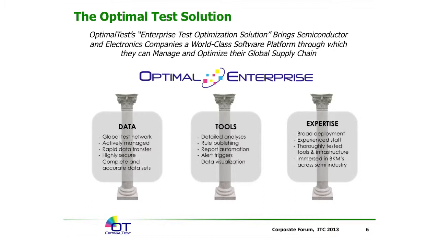So what does OptimalTest bring to the table when we're talking about quality and reliability or overall? First of all, there really are 3 pillars. The first pillar is the pillar of data. We have the tools and the capability and the infrastructure to be able to bring the data in from the subcons or from your test houses. So for example, if you're an IDM, you've got your own internal test floors.